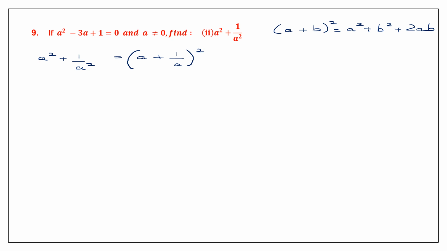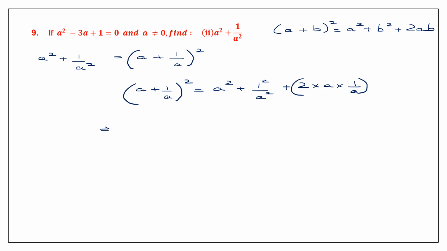Now let's apply that identity here and let's see if we can get the answer. So that will be a plus 1 by a the whole square. So this is a plus b the whole square in that form. When you expand it, this becomes a square, which is a square itself, plus b square, and b is 1 by a. The whole square of this will be 1 square by a square, plus 2ab, 2 into a into 1 by a. Now let's simplify this further.